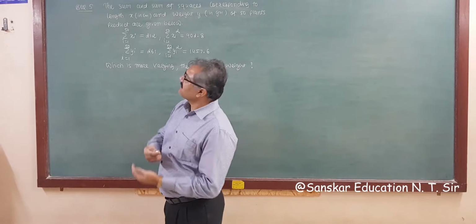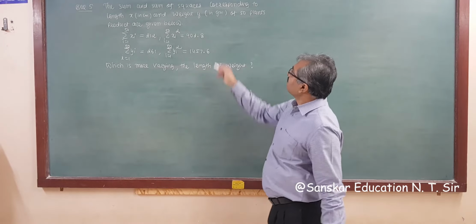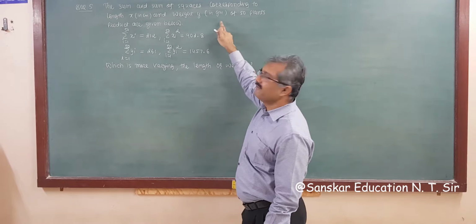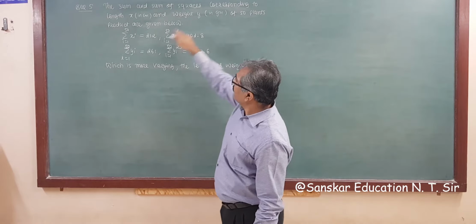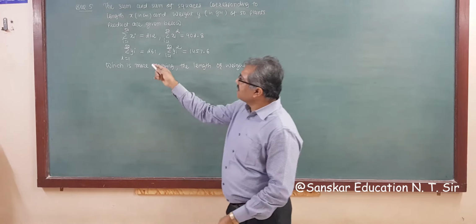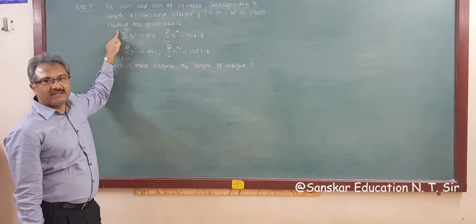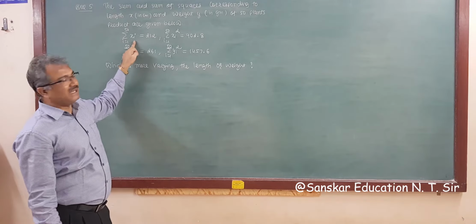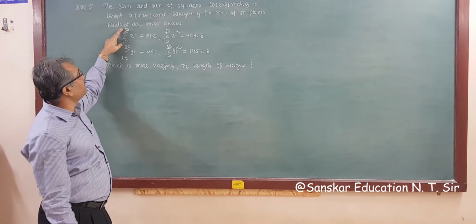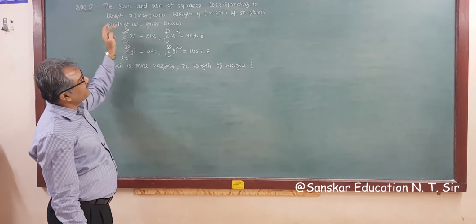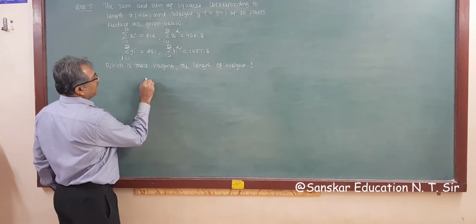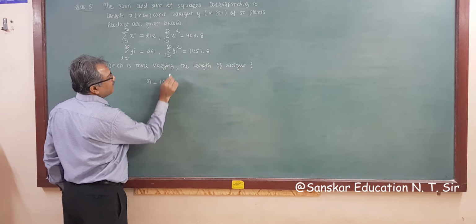So next question is question number 5. The sum and the sum of the squares corresponding to length x, given in centimeters, and weight y, given in grams, of 50 plant products are given below. It's given that sigma xi, i equal to 1 to 50, is equal to 212. Here the value of i is 1 to 50, that is, the total number of plants is 50. So n is equal to 50 here.